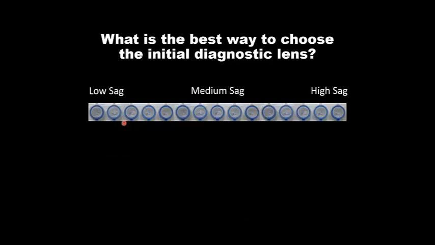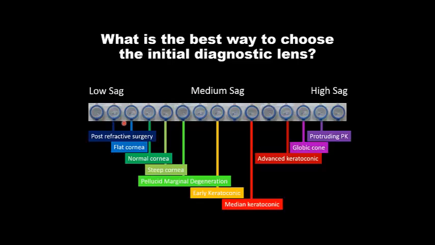One of the things that's really beneficial is to just think in terms of height. What kind of height of eye am I dealing with? My trial set goes from a low depth all the way up to a high depth, so where do eyes fall? And of course, a post-refractive surgery patient is going to have a more oblate-shaped cornea, which is going to be much lower in depth than a normal cornea. A steep cornea is going to be higher in depth than a normal cornea.